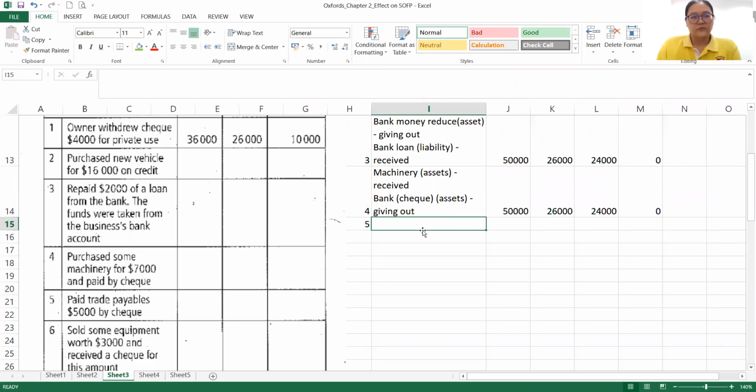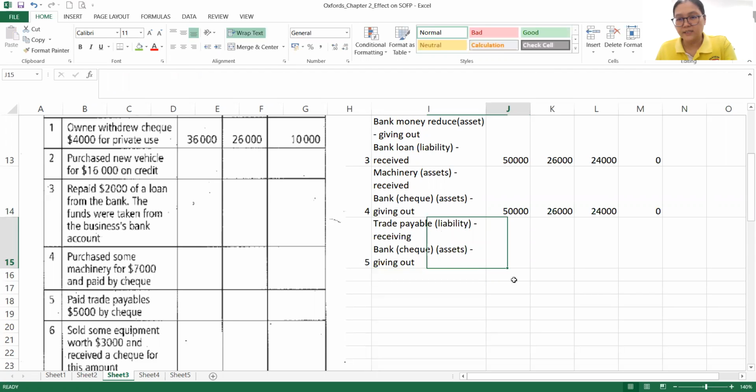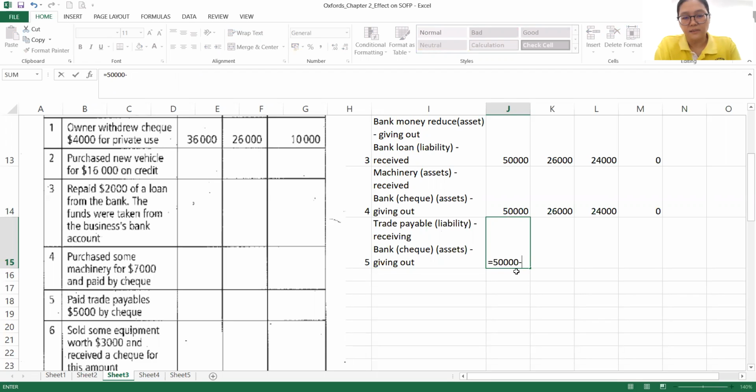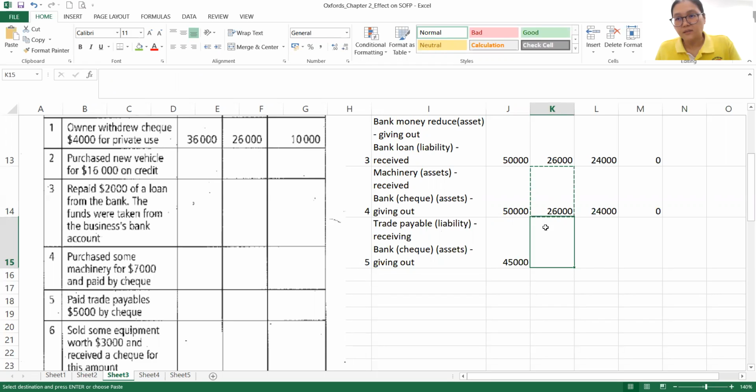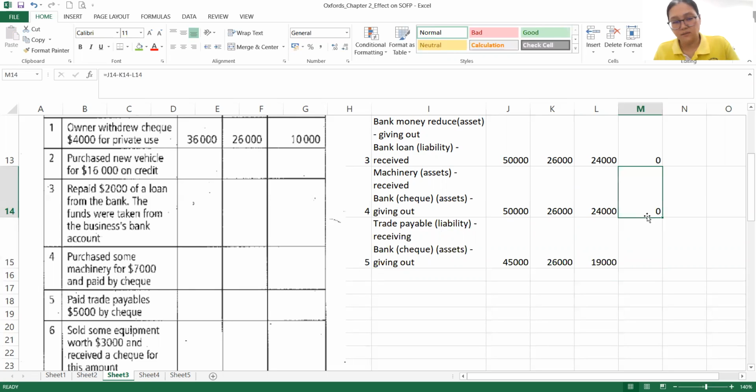OK, next is question 5. Pay trade payable 5,000 by check. So trade payable is a liability. Liability is receiving. And then bank, because check is a bank account. Bank is giving out. Bank is an asset. So asset giving out. In this case, 50,000 minus 5,000, so we get 45,000. Capital, no change. And then here we have to reduce because trade payable, liability received, is a reduce. So we take 24,000 minus 5,000. So here we still get back the balance.